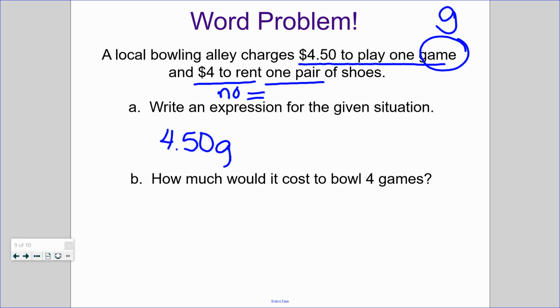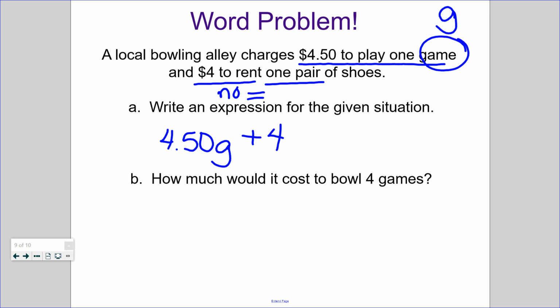Multiplication. And so you can put nothing there like this. You can put a dot. You can put a parentheses. Any of those would be fine. So $4.50 per game. And then I'm also going to get charged $4 for shoes, but I'm only going to get one pair. So I know it's just going to be $4. So does that $4 get added, subtracted, multiplied, divided, parentheses, powers? How do I attach it? You do what? Add. $4.